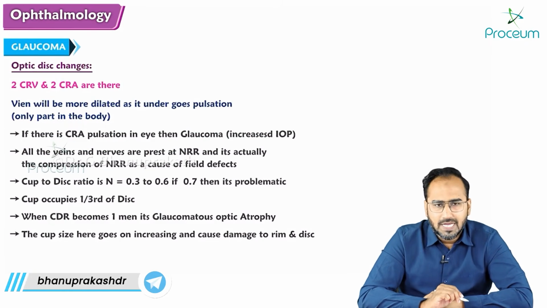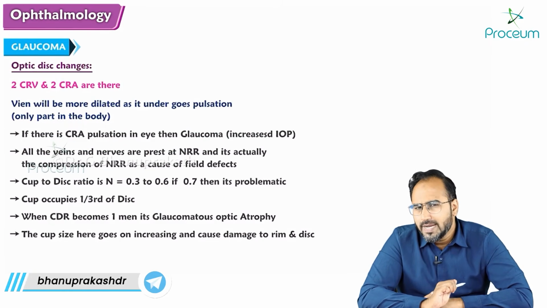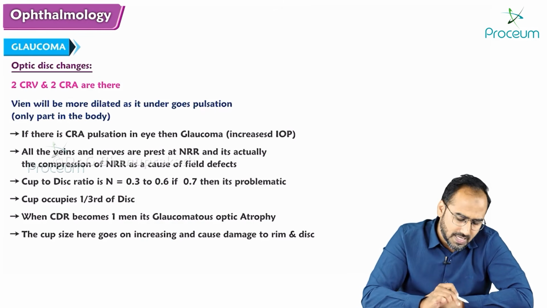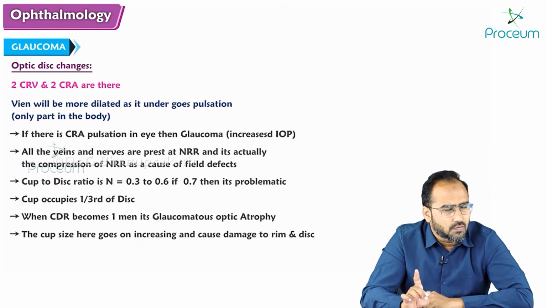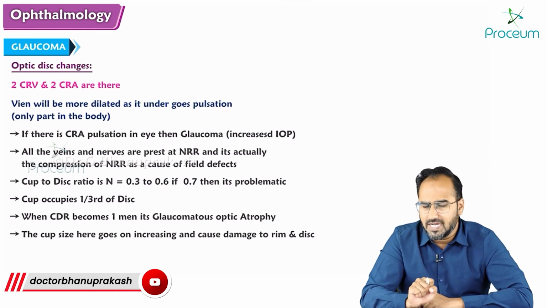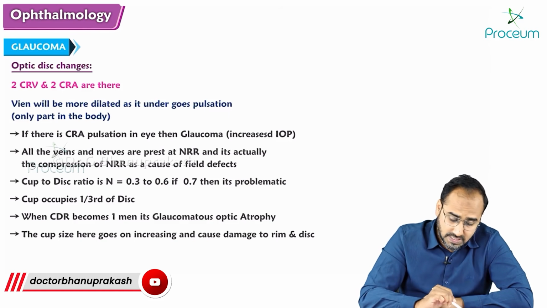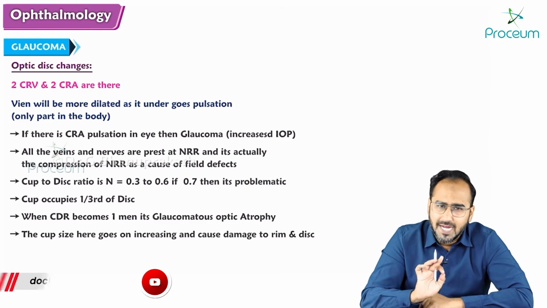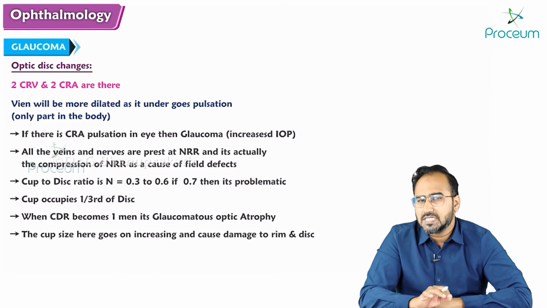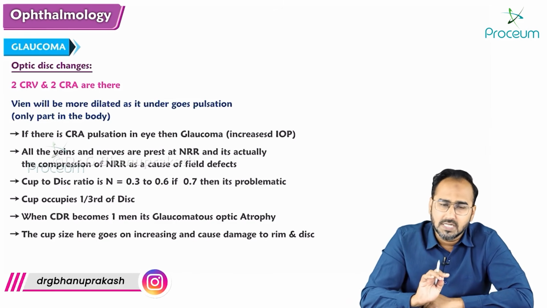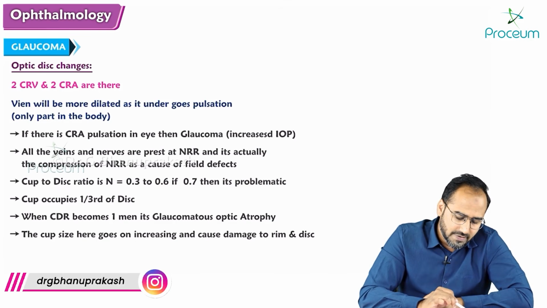Now guys, remember, in glaucoma, before going to the optic disc changes, what happens to the arteries and veins? Remember, there are two central retinal veins and two central retinal arteries. What will happen to the diameter of the artery and vein in glaucoma? The veins will be more dilated. Remember guys, in our body, it is the artery that undergoes pulsations, but in our eye, it is the vein that undergoes pulsation. So the vein will be more dilated as it undergoes pulsations.